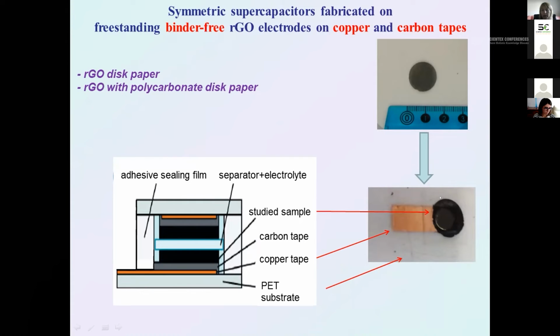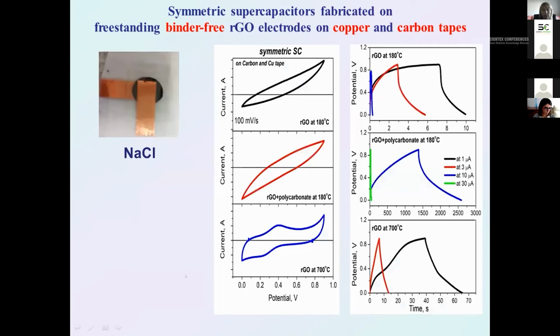And on the top, we press our sample, put separator together with electrolyte, and make face-to-face 2 electrodes. So it looked like that. Also, electrolyte was simple salt, nothing more.